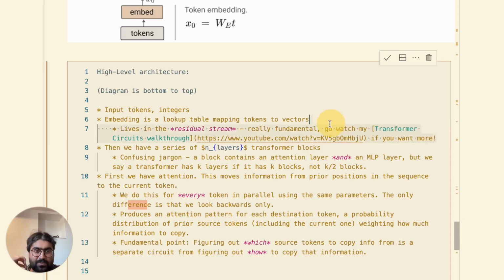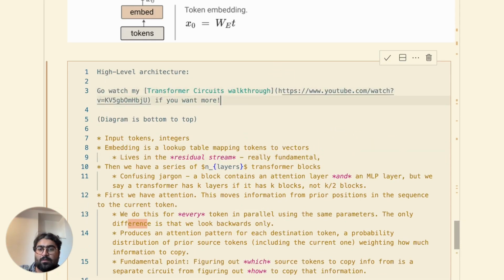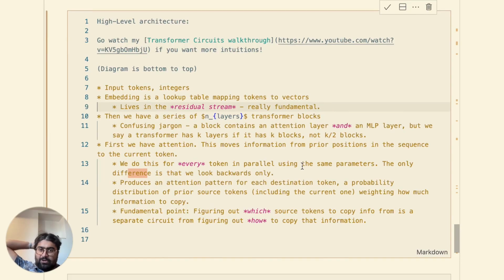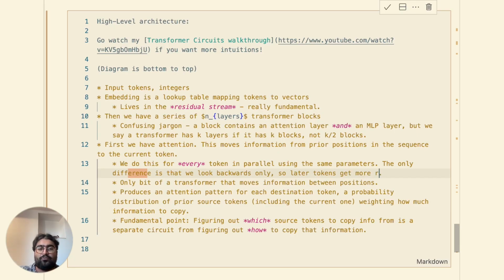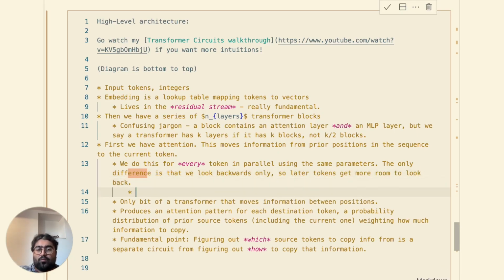Yeah, let's move this to the top. So what's going on here? The attention is the only bit of the transformer that moves information between positions, and it does this by, for each token in the sequence, looking at previous tokens. Previous because it's causal and predicts the next token, and we can't let it look to the future. This means that later tokens get more room to look back. We look backwards so we can predict the next token without cheating.